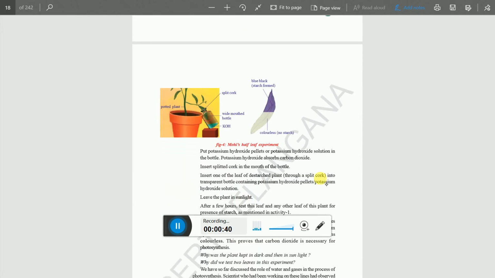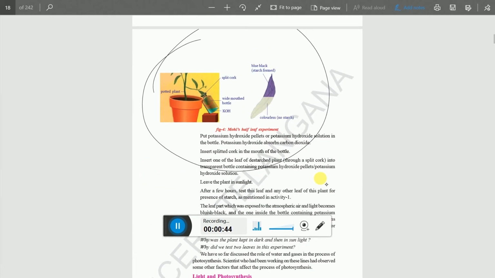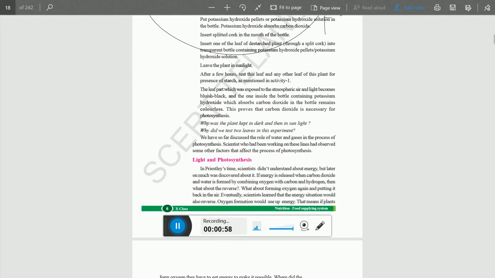And then recently we have completed Moll's half-leaf experiment. This Moll's half-leaf experiment is about whether carbon dioxide is essential for photosynthesis. So half of the leaf will be turned blue or purple, and the other half is colorless due to not being exposed to carbon dioxide. So all this we have completed.